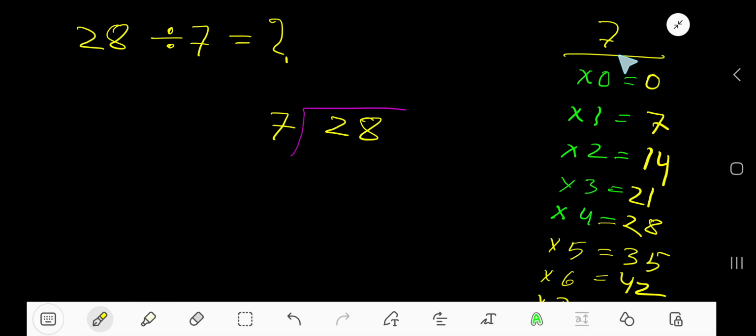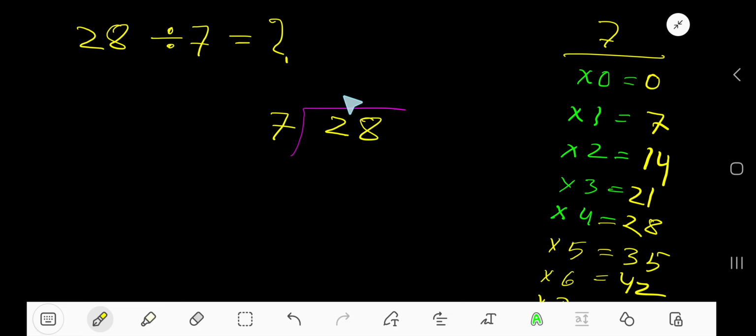Look, to find out the multiplication table of 7 easily, just add 7 to the previous step. 0 plus 7 is 7, 7 plus 7 is 14, 14 plus 7 is 21, 21 plus 7 is 28, 28 plus 7 is 35. So now you can easily find out the multiplication table of 7.